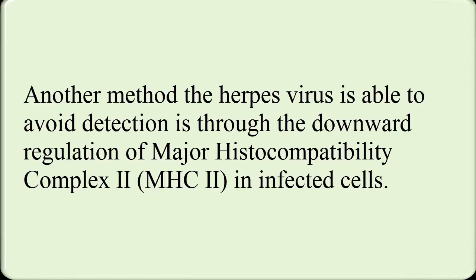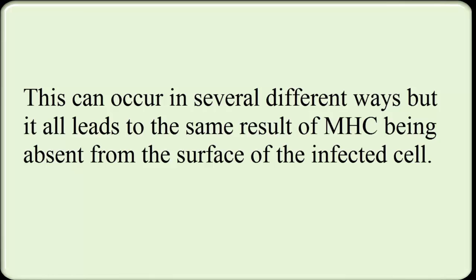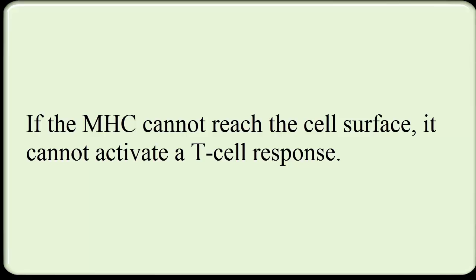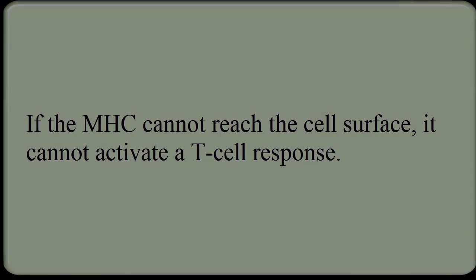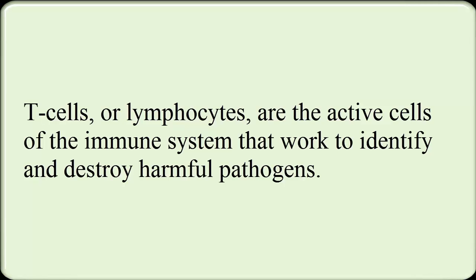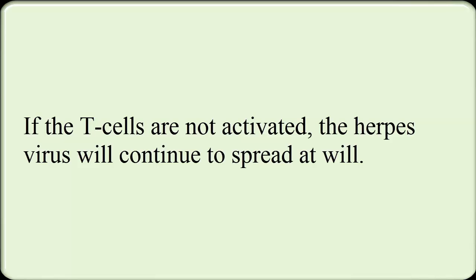Another method the herpes virus is able to avoid detection is through the downward regulation of major histocompatibility complex 2, MHC2, in infected cells. This can occur in several different ways, but it all leads to the same result of MHC being absent from the surface of the infected cell. If the MHC cannot reach the cell surface, it cannot activate a T cell response. T cells, or lymphocytes, are the active cells of the immune system that work to identify and destroy harmful pathogens. If the T cells are not activated, the herpes virus will continue to spread at will.